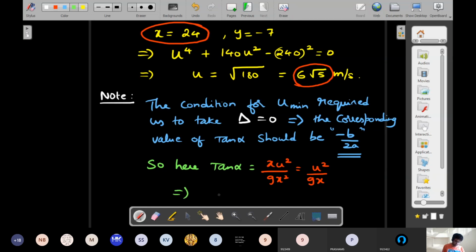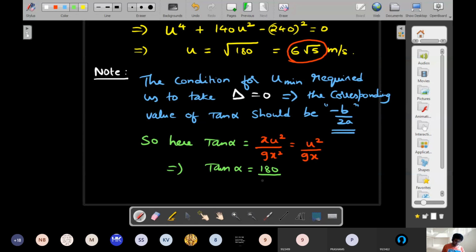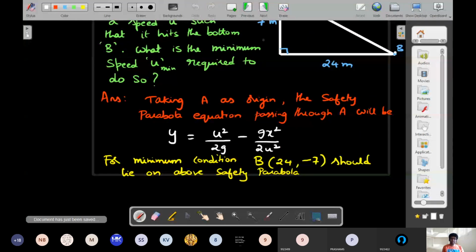So that should imply value of tan alpha would be 180. That's why I wrote root 180, so that you can easily square it, divided by 10 into 24. So the final step, value of alpha is tan inverse of, I think 3 by 4 you get, so that's 37 degrees for this problem. He didn't ask what is the corresponding value of alpha, but in any future question, if they do so, you'll get this.